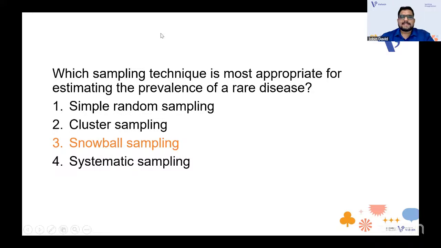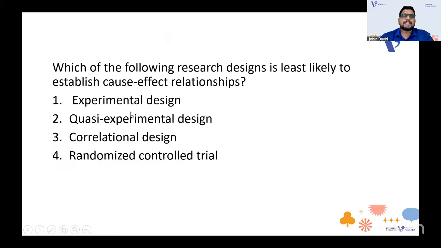Which of the following research designs is least likely to establish a cause-effect relationship? Read the question, least likely. When you see cause-effect relationship, don't go for experimental design, because for cause-effect relationship the research design is experimental design. But it is least likely to establish. So you can think of a research design which is not for exhibiting cause and effect relationship. Read the question twice or thrice. Don't jump to conclusions or answers.